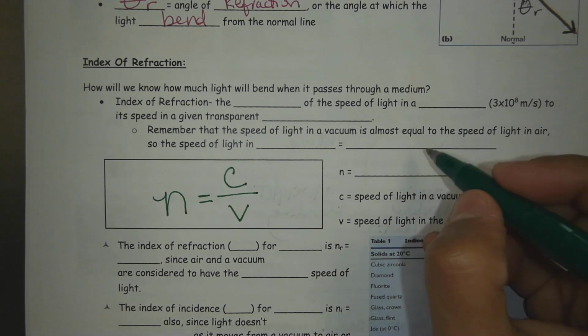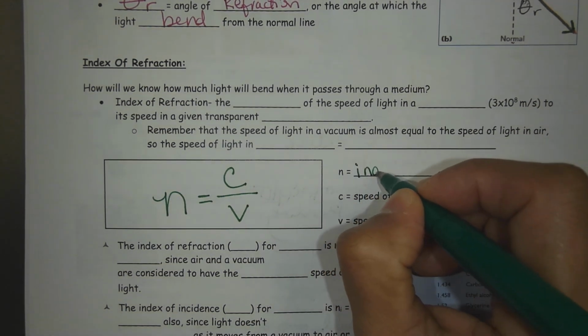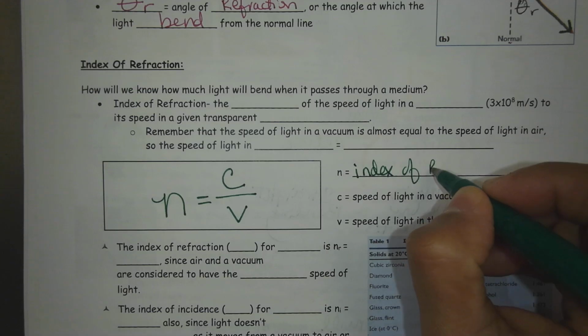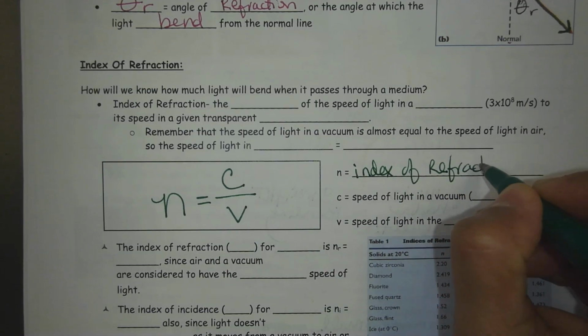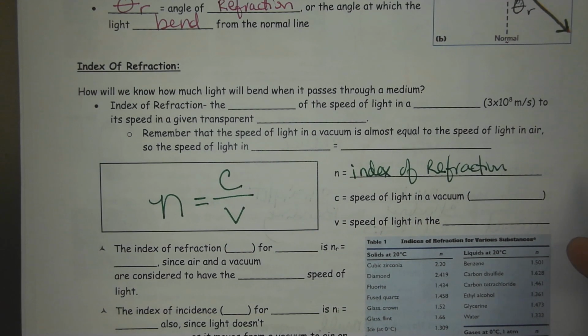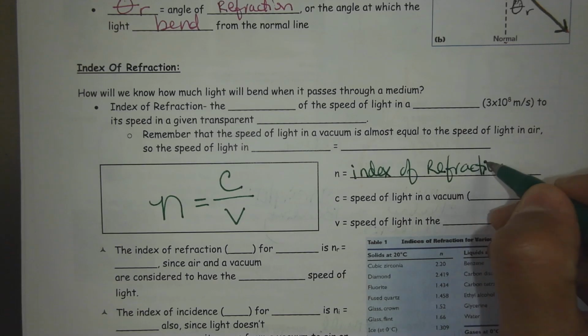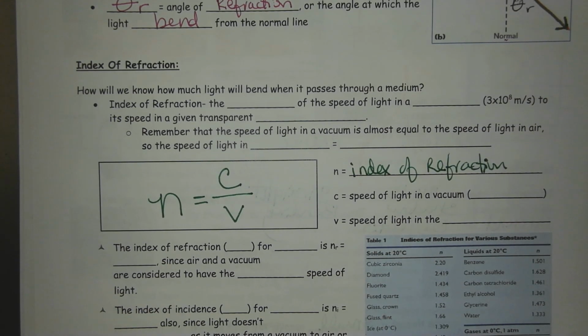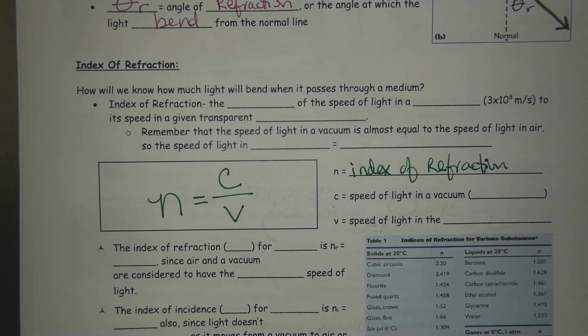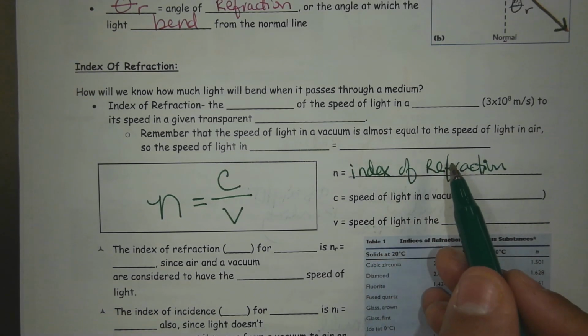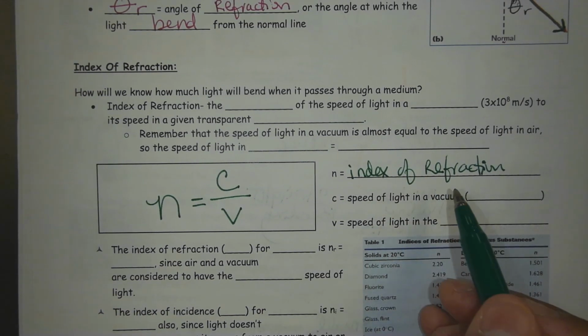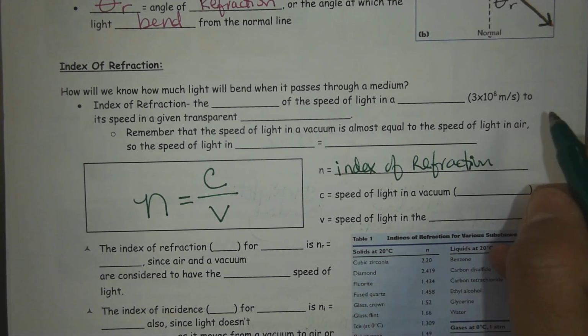So n is the index of refraction, and the smallest it could be is a 1. We can't go less than 1. I mean, I don't know. Time travel, going through a black hole, bending around a black hole, I don't know. It's got to be something crazy like that. But at this moment, we do not know anything less than 1. 1 is the smallest number.